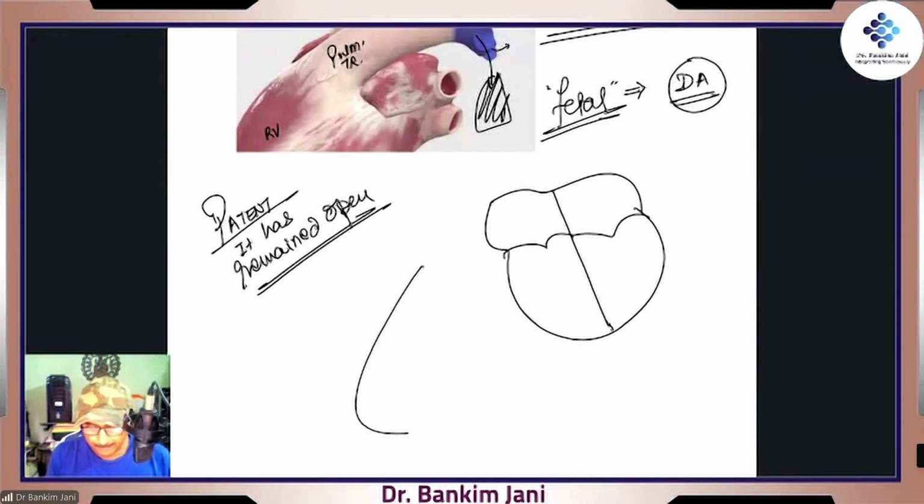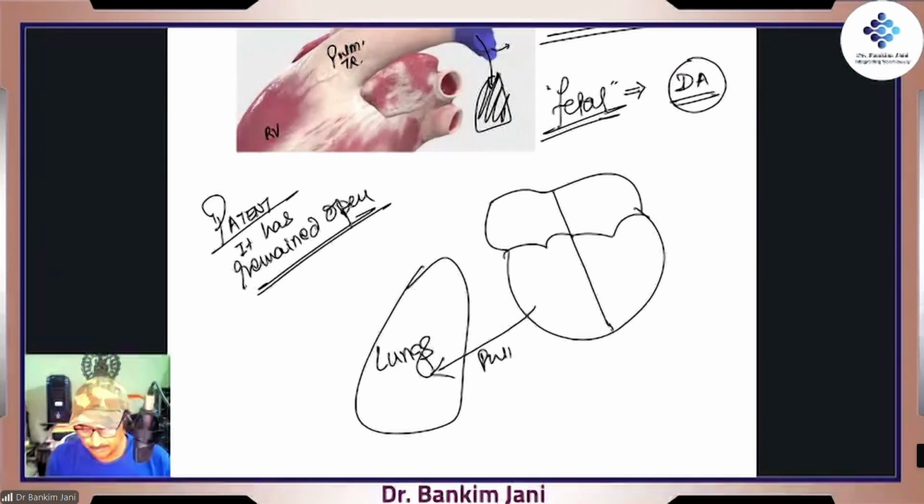See, these are the lungs. I'm just drawing one side of the lung. This is the pulmonary trunk. These lungs are not functioning, so there is no point in sending the blood to them. So the blood which is going all the way into the right atrium, right? Over here there is a hole. What is the name of it?